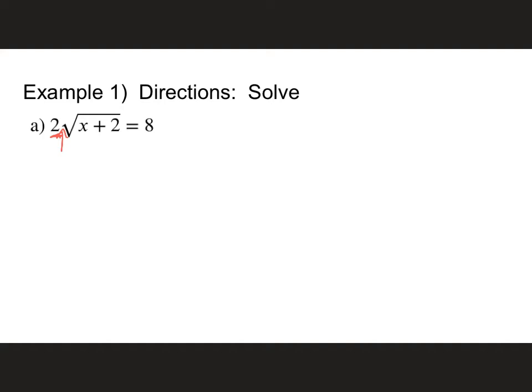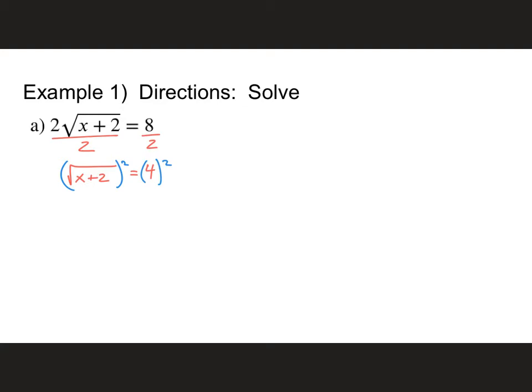So in order to solve this problem, when we start off, we're going to divide both sides by 2. By dividing both sides by 2, we will isolate the radical. We'll get the square root of x plus 2 equals, and we'll do 8 divided by 2, and we'll get 4. Now it's pretty straightforward. We have to get rid of the radical, and the way we undo a square root is by squaring both sides.